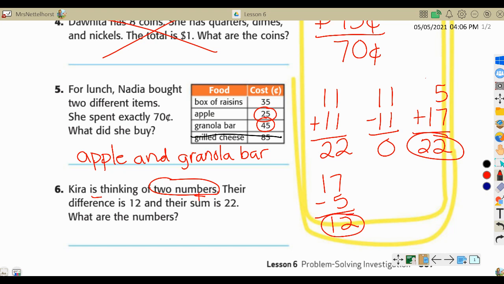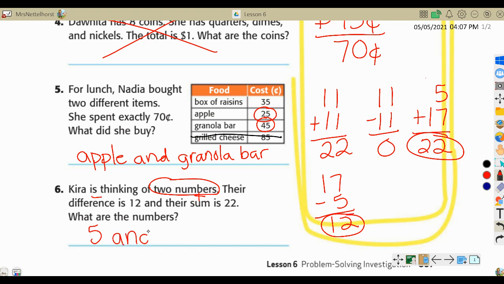Let me tell you what I was thinking when I did this. Because 11 minus 11 is 0, I knew I had to have a much bigger difference. So I decided to go with half of 11. So half of 11 is 5 and a half. So I thought, we'll do 5. I could have done 6 plus 16. But that wouldn't have given me a difference of 12. It would have given me a difference of 10. But anyway, I didn't think about that. I just picked 5. 5 and 17 is 22. 17 minus 5 is 12.